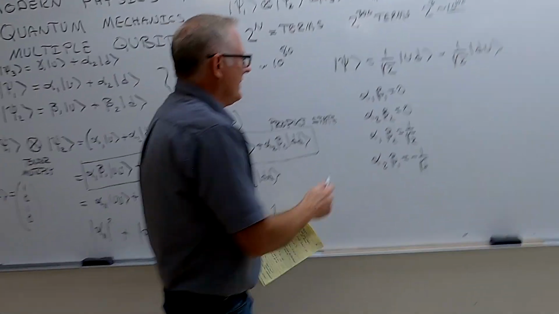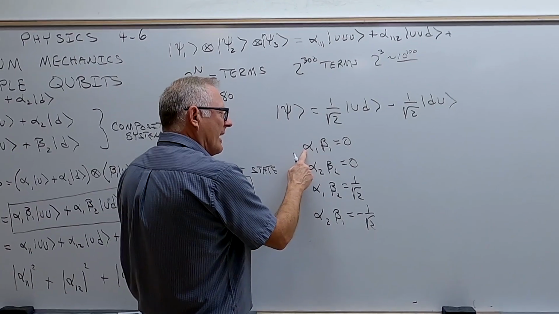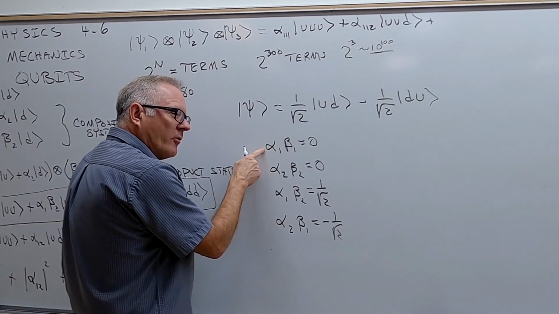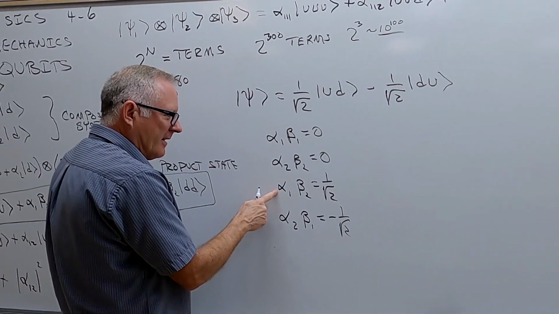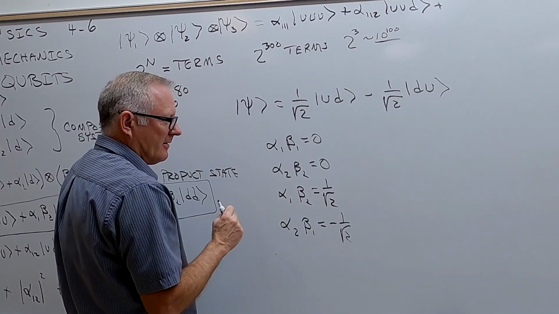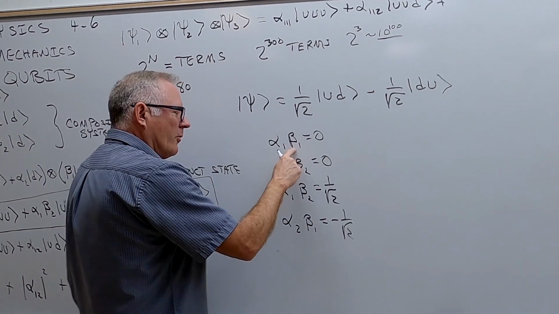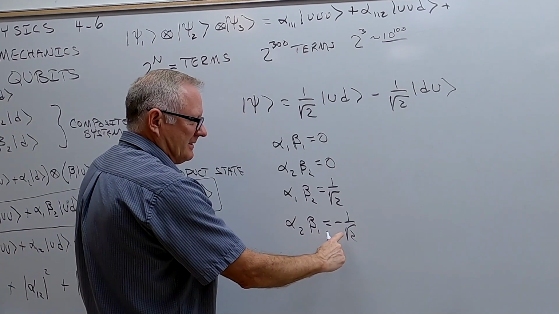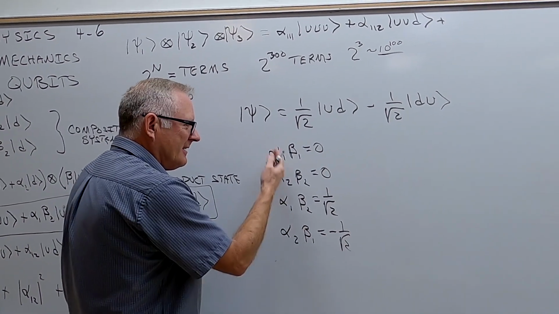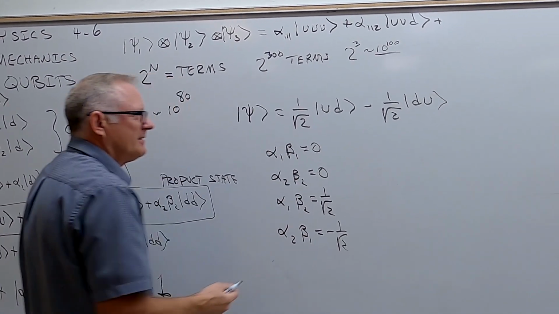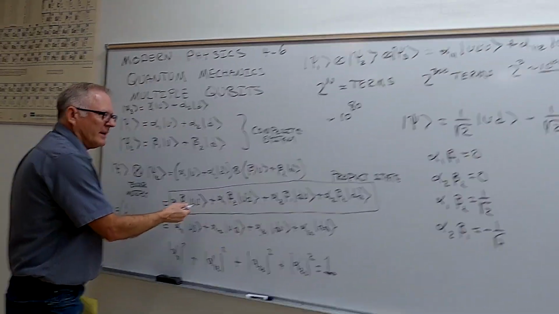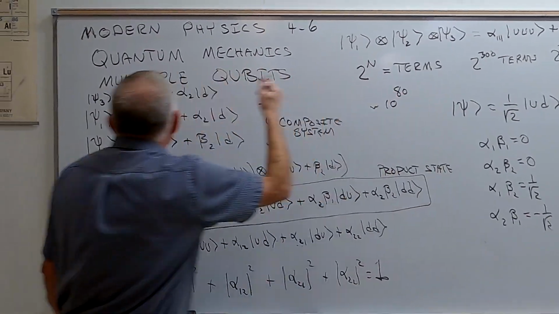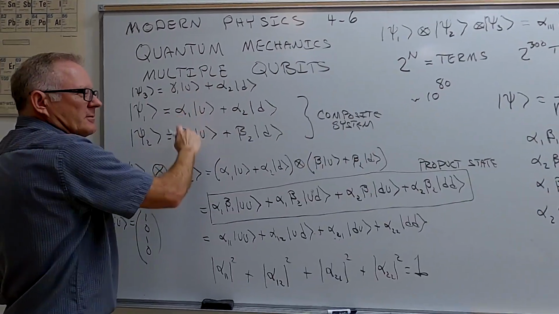And you'll notice right here, this tells me that either alpha 1 has to be 0 or beta 1 has to be 0. Now, if alpha 1 is 0, then you come down to here, it can't be, because then you get 0 there. Or beta 1 has to be 0. If beta 1 is 0, then this should be 0. So you can see that these are completely inconsistent with this right here. So there's no way I could ever factor this into these two states right here.